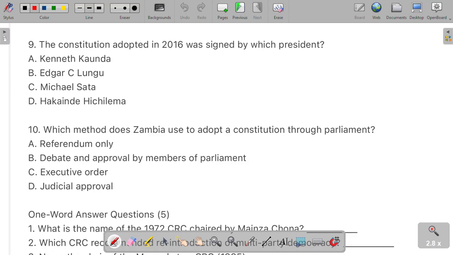Okay, question 9. The constitution adopted in 2016 was signed by which president? Is it A, Kenneth Kaunda, B, Edgar C. Lungu, C, Michael Sata, D, Hakainde Hichilema? What's our correct answer? Our correct answer here is B.